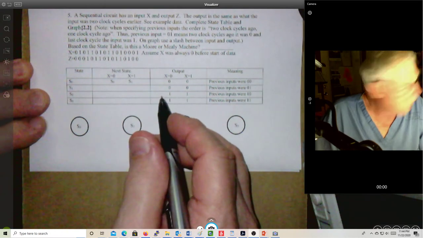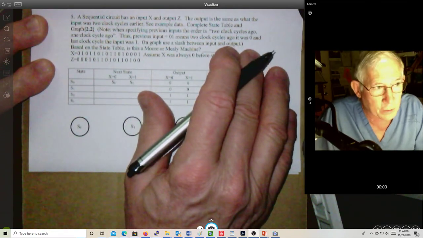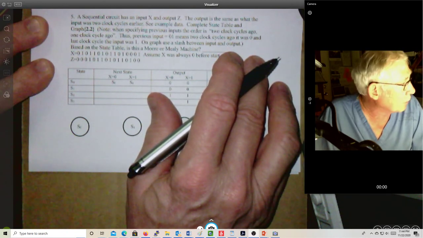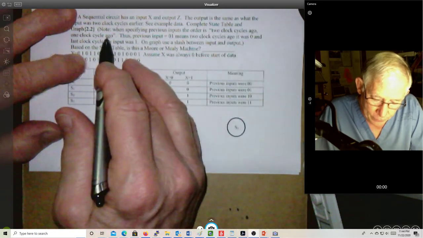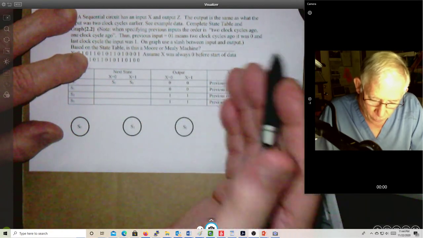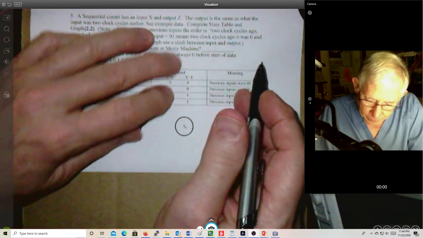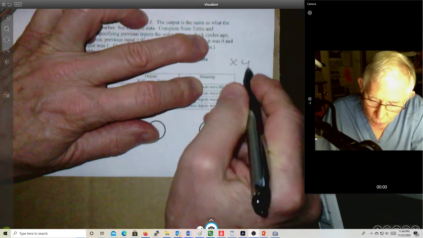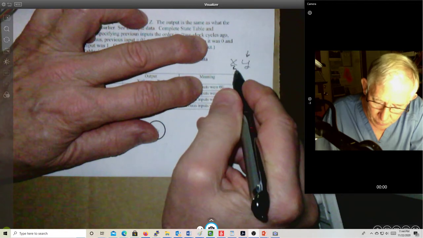Okay, so let's look at this problem. A sequential circuit has an input X and an output Z. The output is the same as what the input was 2 clock cycles earlier. See the example data. Complete the state table and graph. Note when specifying previous inputs, the order is 2 clock cycles ago, 1 clock cycle ago. So if we wrote it 0xy, x would be 2 clock cycles ago, y would be 1 clock cycle ago.